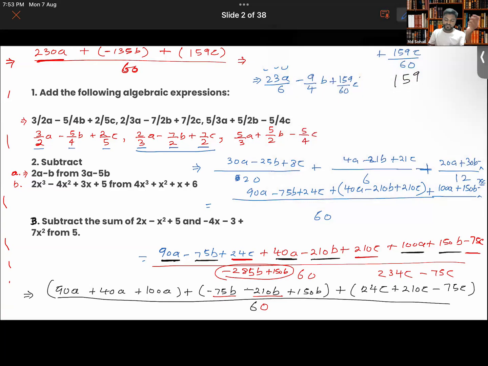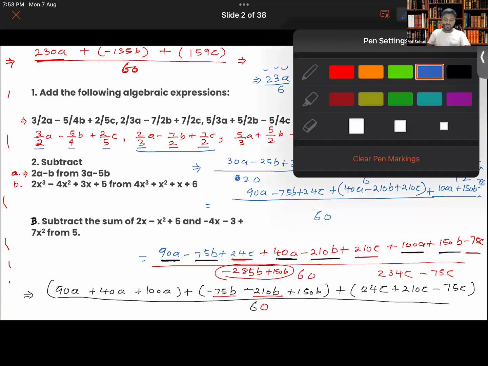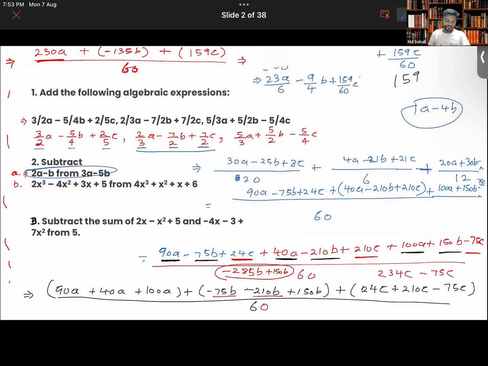All right. Okay. For question number 2, Arhan, you have sent the answer 1a minus 4b. Arham, did you get the same answer? For which? For the second one, this one. What is the answer?